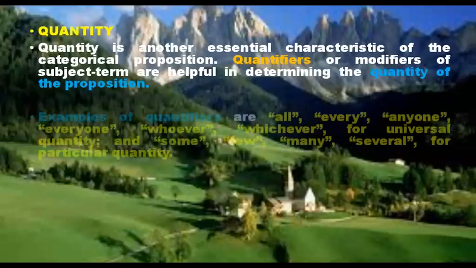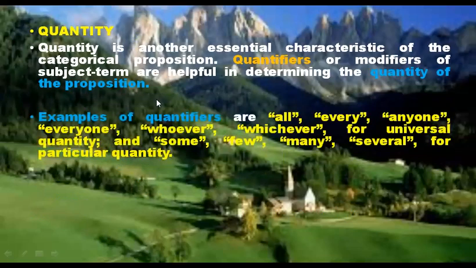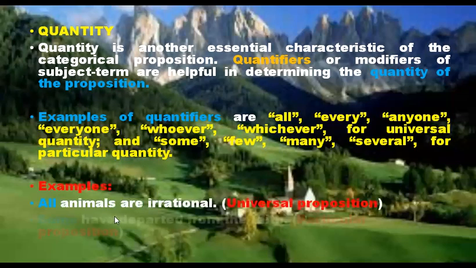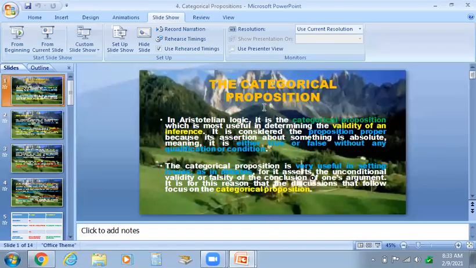Quantity, yung either universal, singular, or particular. No? All, every, everyone, whoever, whichever. Yan. Examples: all animals are rational. No? Some have departed from the faith. No? Some, yeah. So, tapos na, no?